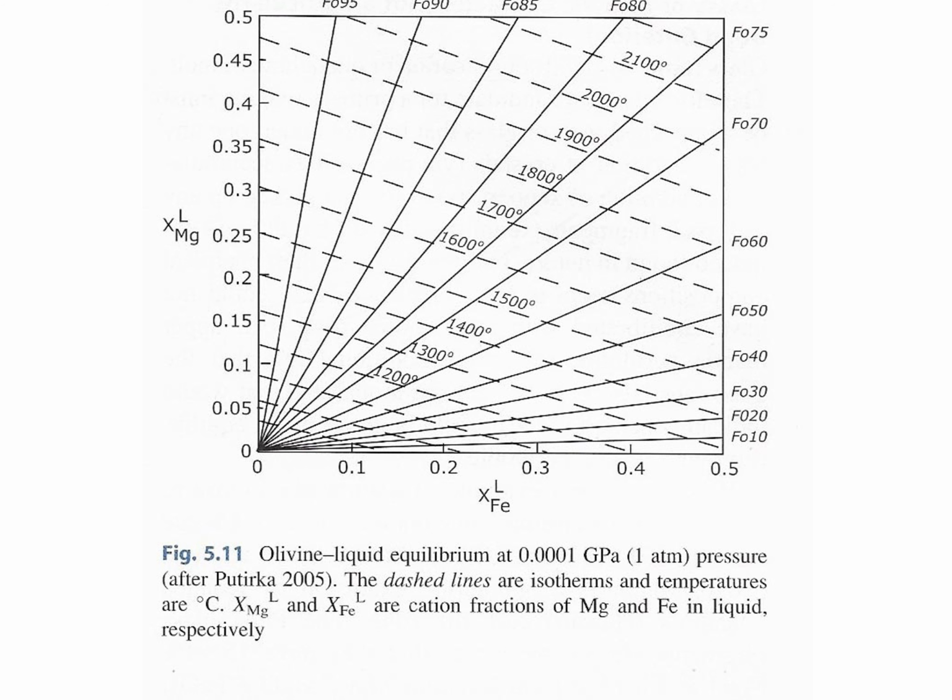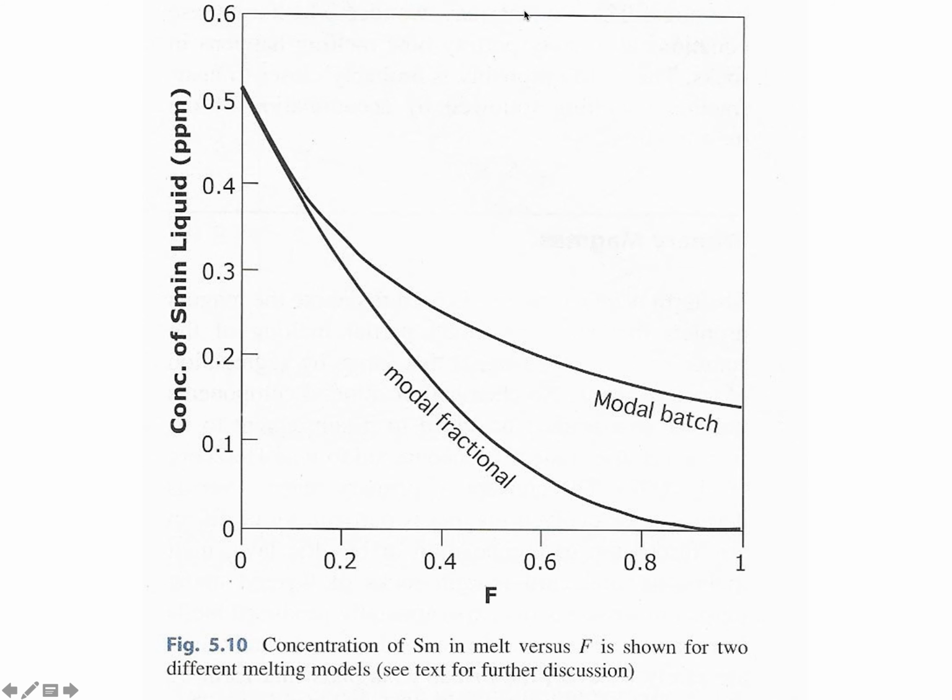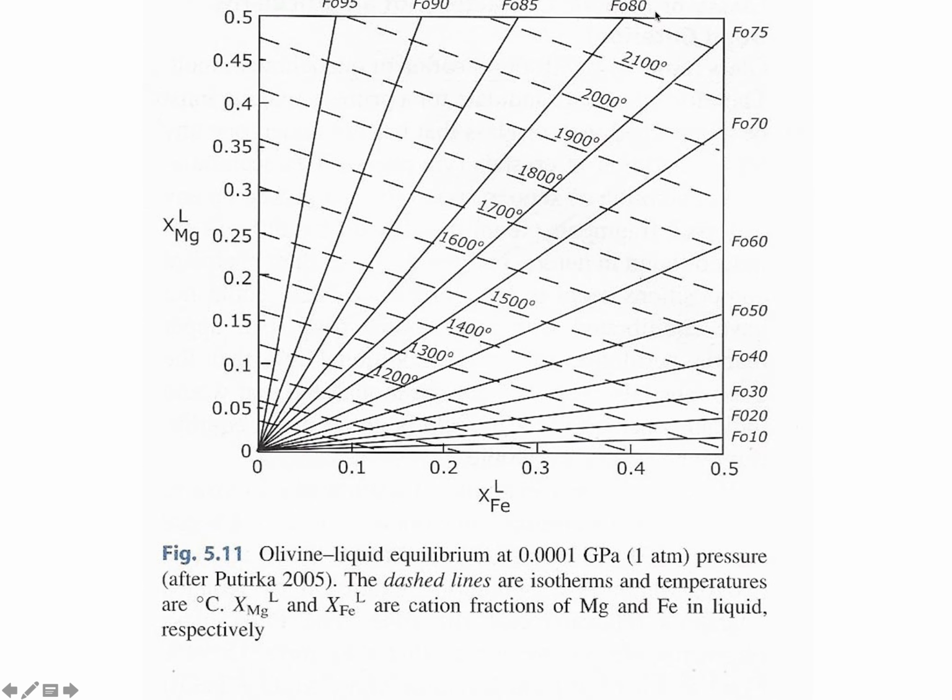Then at these lines we have nearly pure forsterite, Fo95, Fo90, Fo85, Fo80, Fo75, and then we have here Fo10. That means we have a very iron-rich olivine. And here we have the temperature curves, 1200 degrees, 1300, 1400, 1500, going up to 2000.